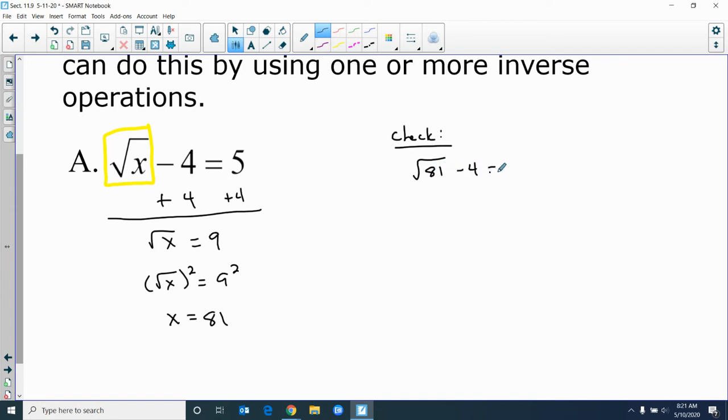All right, to see if this is right, I take the square root of 81. This is what I'm saying. And I want to see, when I plug it back in, I get 5. Well, the square root of 81 is 9. 9 minus 4 is 5. So yes, it does work.